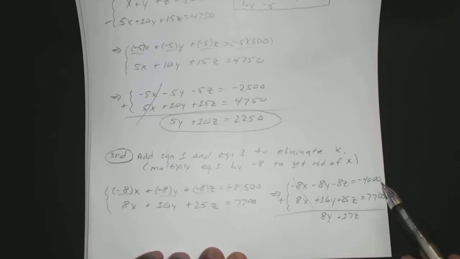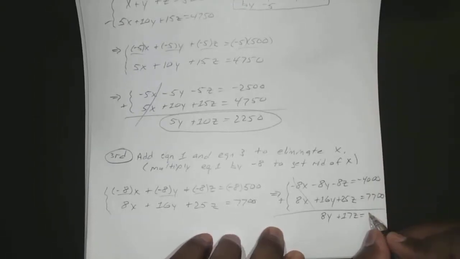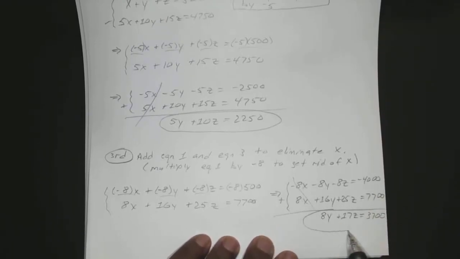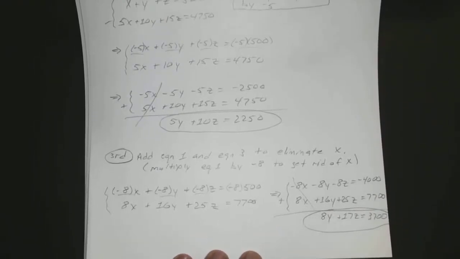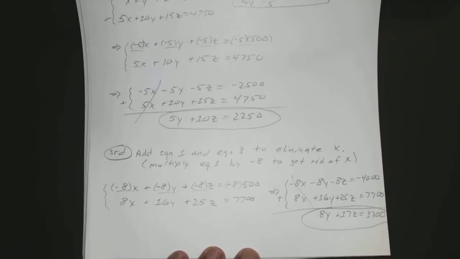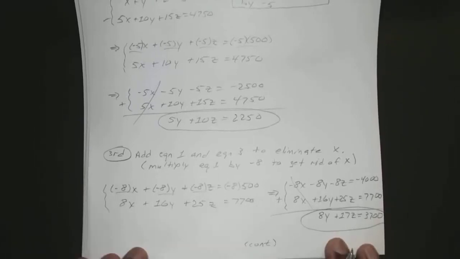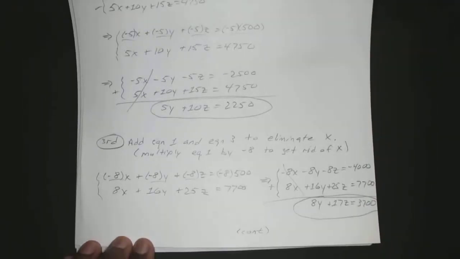Okay, so -4,000 plus 7,700 is 3,700. Okay, so now you have two of your two variable equations. So now we can just solve for x and y. I mean y and z. And we'll continue that on the next page. I'll leave that up there for a few more seconds.